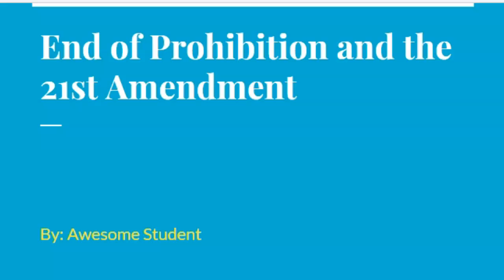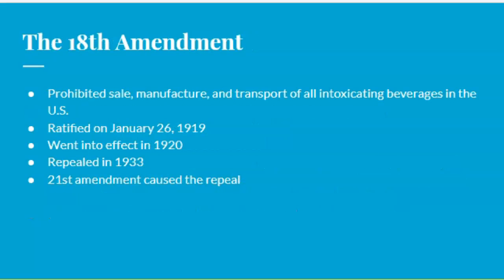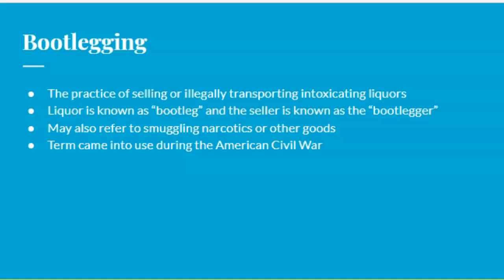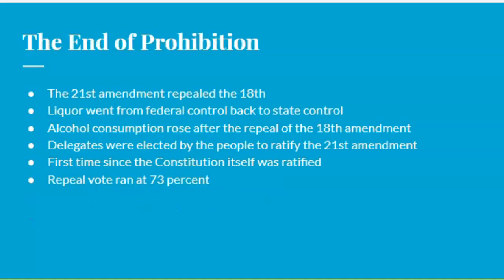This is an example of a good presentation. I would say the one thing lacking from this presentation is going to be images. I think that images help enhance your presentation, but the student did the end of prohibition and the 21st Amendment, and they organized it with what was prohibition. They went through their information, the 18th Amendment, bootlegging, and they talked about the 21st Amendment, and then they talked about the end of prohibition. So the information they presented was in the correct order. I feel like it was chronologically correct.